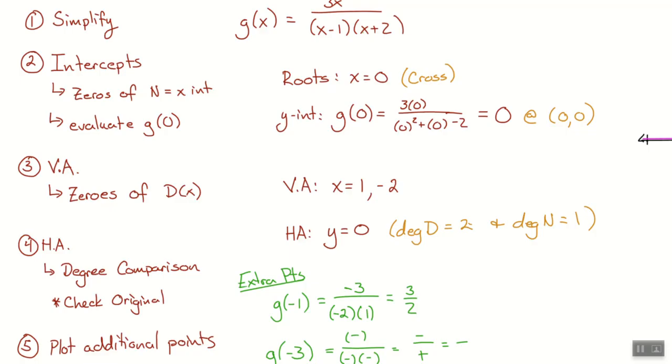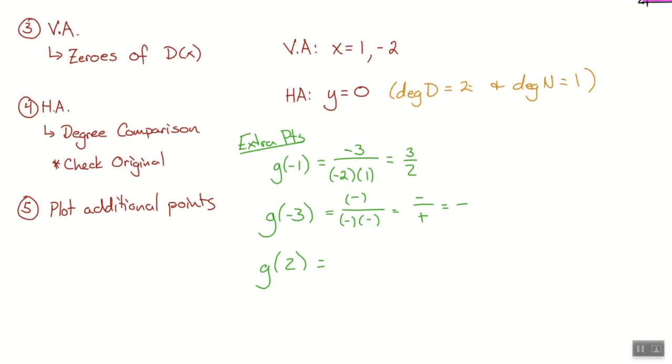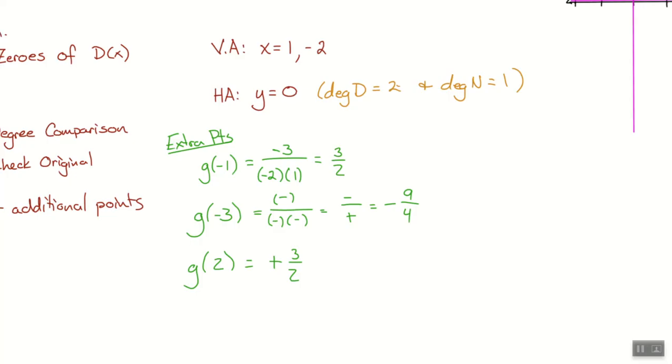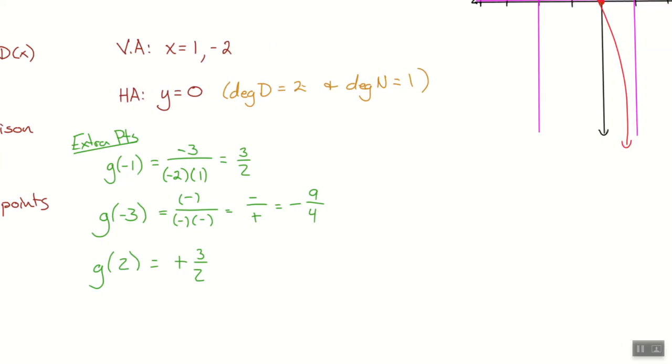So just to check, we don't really care about numbers. Do we agree that g of negative 3 is negative? Yes. What's the actual number? 9/4, so that's 2.25. Okay. What about g of 2, positive or negative? Positive. What's the actual number? 3/2, again? Interesting. Maybe there's symmetry on the graph. I don't know.